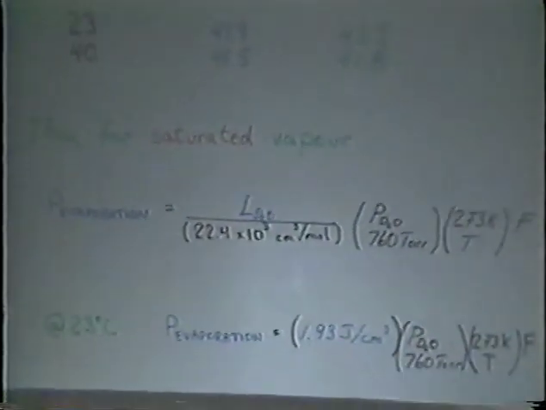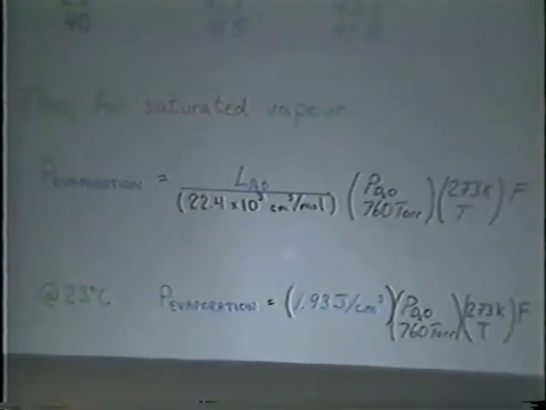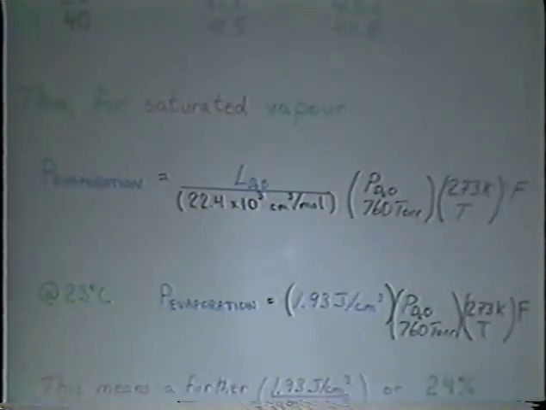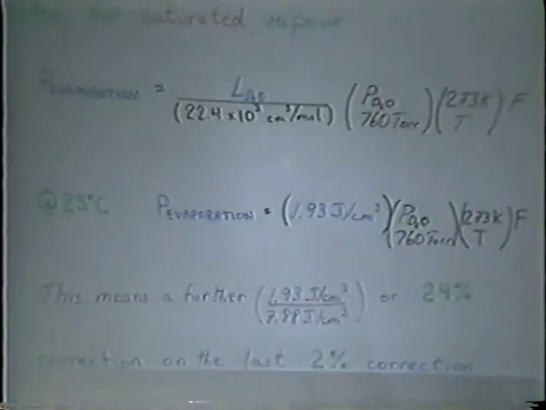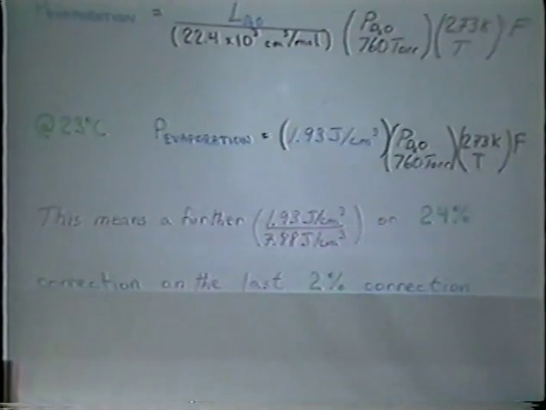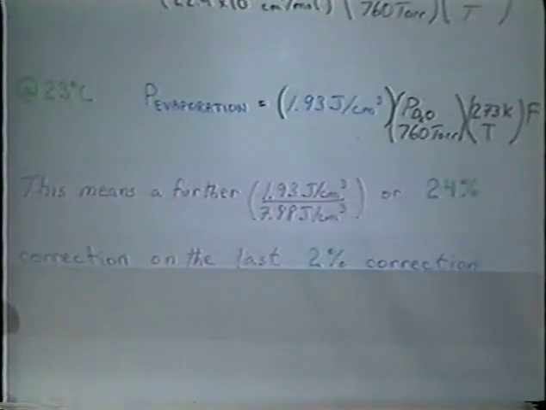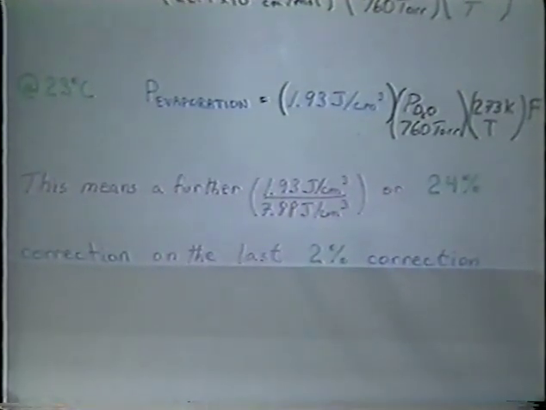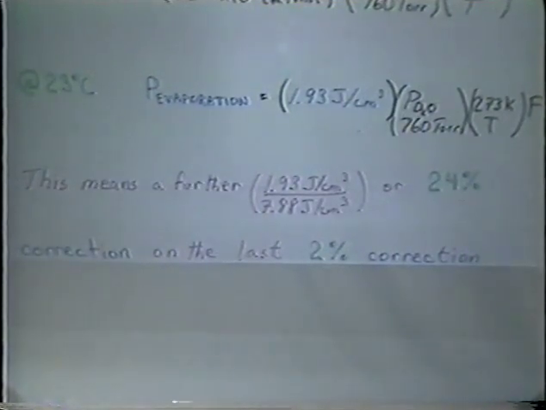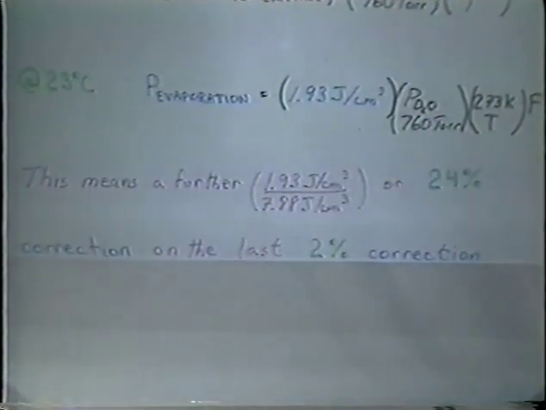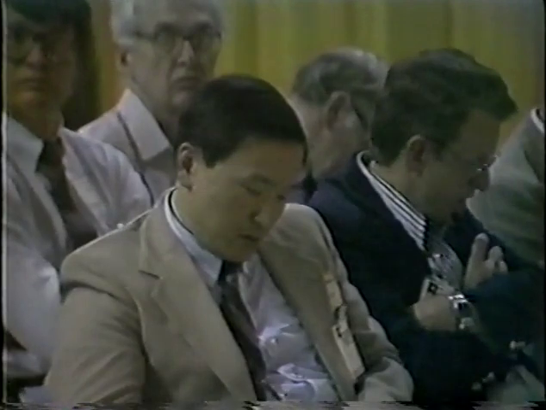Again, for a saturated vapor, you can write out some expression, and here I give an example at 23 degrees C. This correction turns out to be 24% of the 2% correction you had to make due to the vapor. Well, if you're trying to do calorimetry down at this level, and you don't know if you have saturated vapor or completely unsaturated vapor, you've got to consider this thing. You just don't know where this energy is going, whether it's being deposited in your calorimeter, whether it's there in the first place. So this is the problem we came up against.